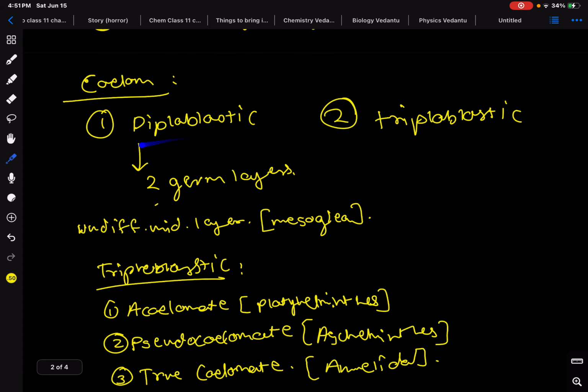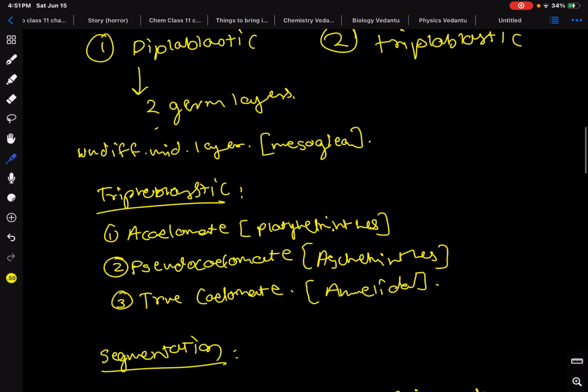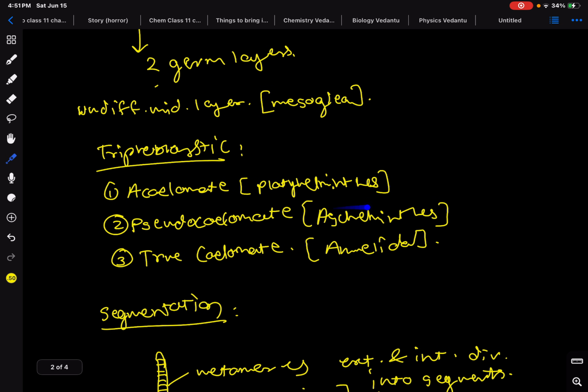Diploblastic means that they have only two germ layers, which are the endoderm and ectoderm, and they have the mesoglea, which is the undifferentiated layer. Then in triploblastic, we have three germinal layers, which are the endoderm, ectoderm, and mesoderm. So we have the acoelomates, the pseudocoelomates, and the true coelomates. In acoelomates, there isn't any body cavity present. In pseudocoelomates, there is a body cavity present, but it isn't lined by the mesoderm. The mesoderm is present in scattered pouches. In true coelomates, the body cavity is lined by mesoderm.